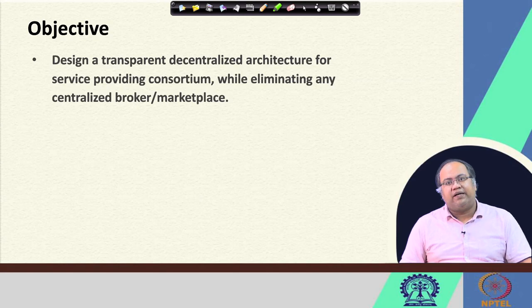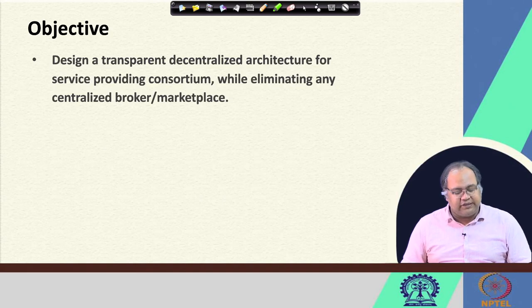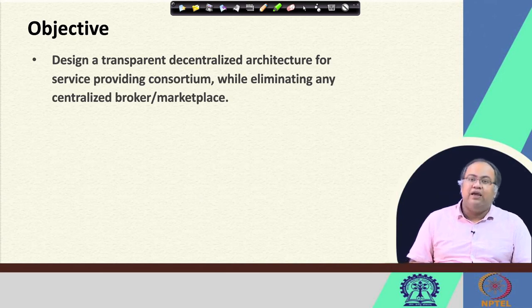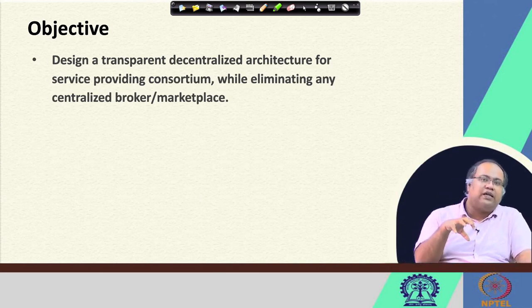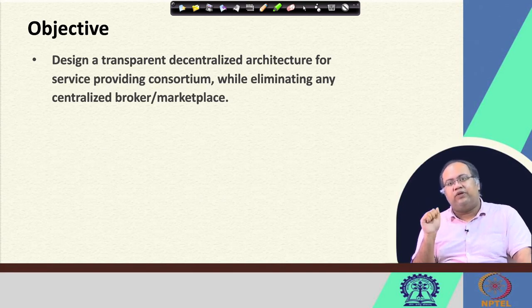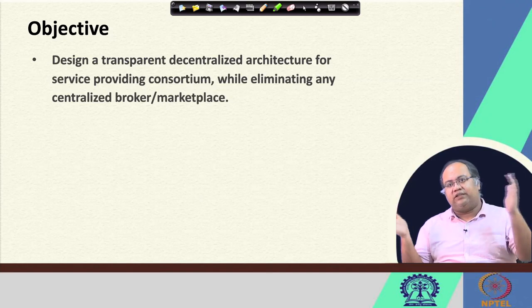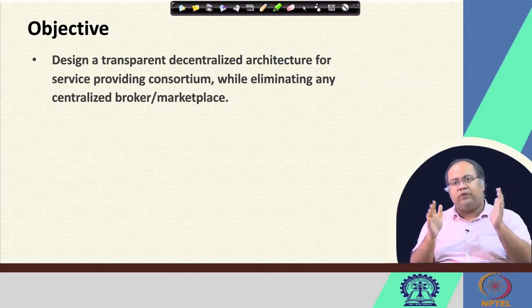So the objective of this particular work was to design a transparent decentralized architecture for such a service providing consortium while eliminating any centralized broker or marketplace. I do not want any trusted third party which will control the entire platform, like Amazon, Flipkart, eBay, Trivago, Make My Trip, Booking.com, and all these individual middlemen who bring the buyers and sellers, or the service providers and the service consumers, together on a common platform.